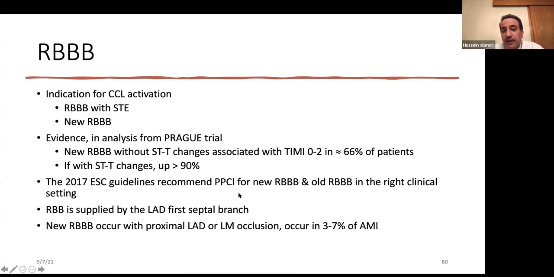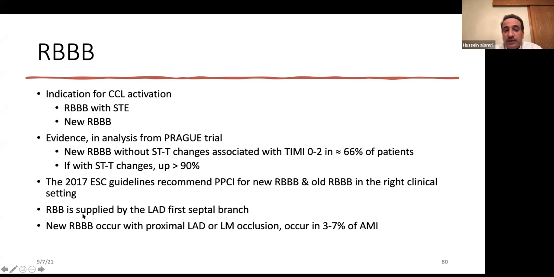And the evidence from studies that new right bundle branch block without ST elevation is associated with TIMI 0 to 2 flow in 66% of patients. That's why new right bundle branch block, unlike a new left bundle, is an indication to activate the cath lab. In the old guidelines, new right bundle branch block was not even there. And if it's associated with STT changes, okay, it's almost 90% they have TIMI flow 0 or 1. So the artery is occluded in these patients, if it's new, in almost 66%, and if it's old or new with ST changes, in 90%.